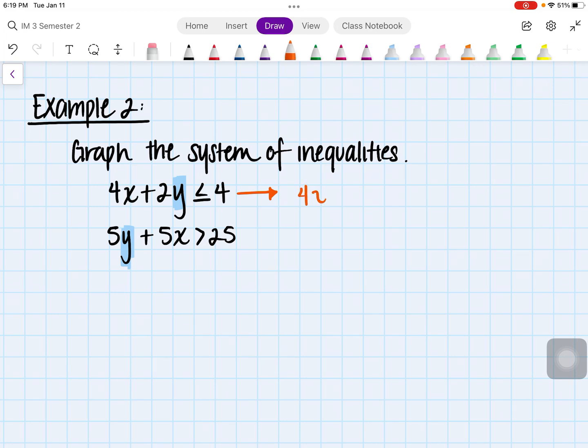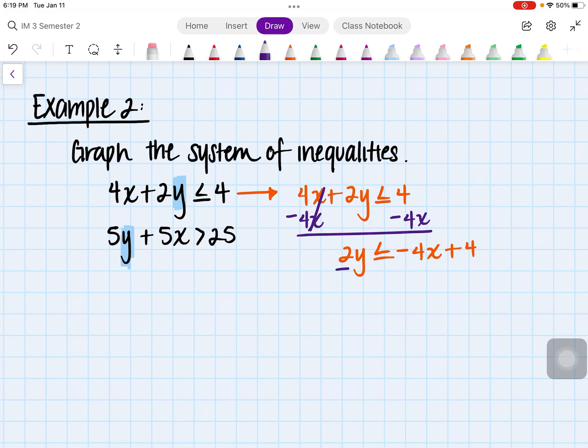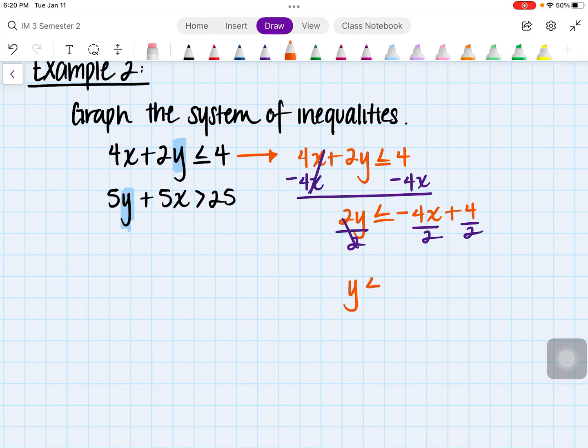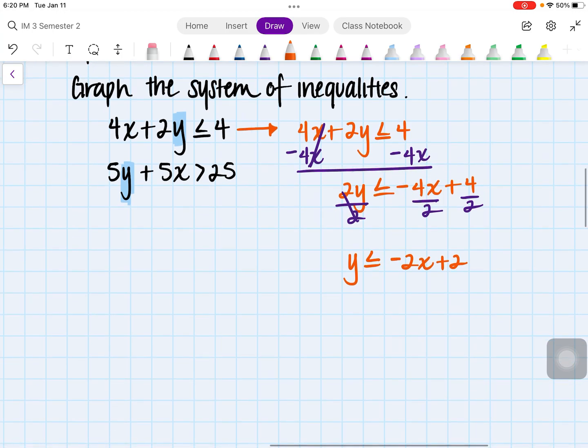So I have, let's do it in orange, 4x plus 2y is less than or equal to 4. So I'm going to go ahead and subtract 4x on both sides, minus 4x. And we have 2y is less than or equal to negative 4x plus 4. Final step in this case is to divide by 2, and you have to divide everything by 2. So in this case, that would be y is less than or equal to negative 2x plus 2. So that's the first one.